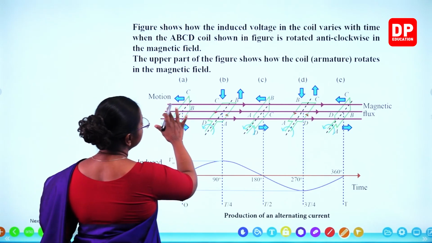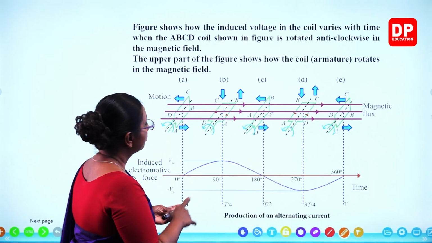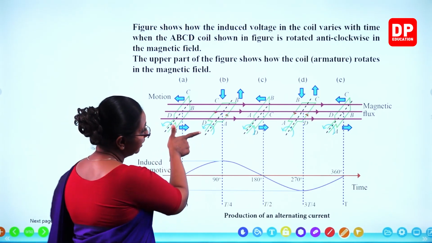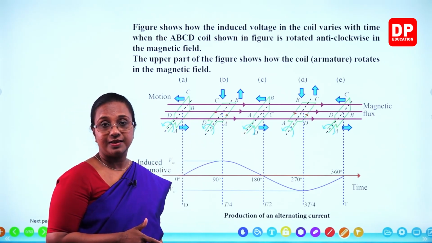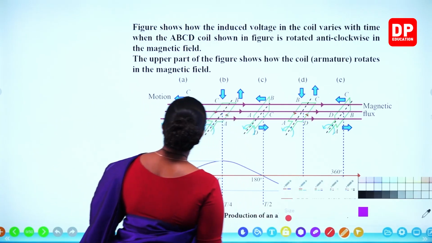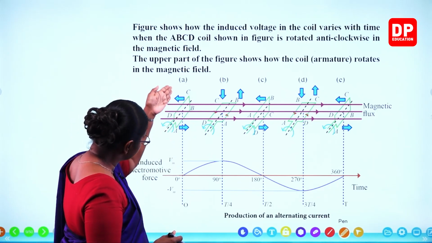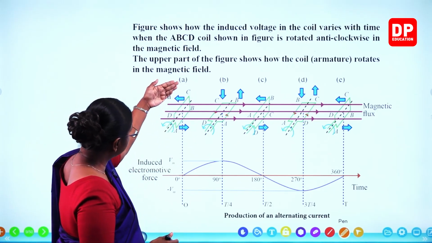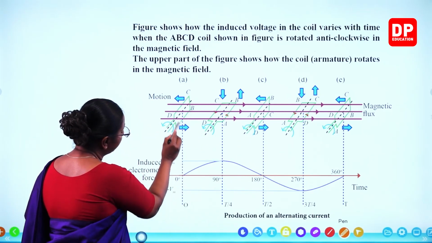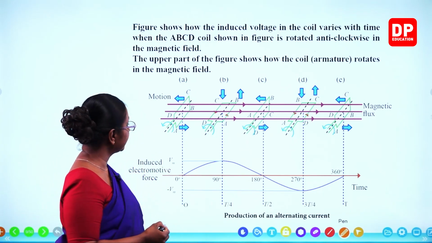Now here you can see, students, the pink color lines, that is the magnetic flux. So if you have your Fleming's right hand rule, the index finger has to point that way. Then what you see as these blue color arrows, those are the direction of the motion. Now here, when the armature is this way, it is perpendicular to the magnetic field and it is rotating in the anticlockwise direction. You can see this blue color arrow, the rotation is in the anticlockwise direction.